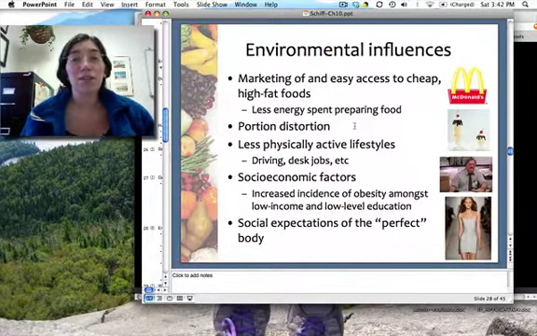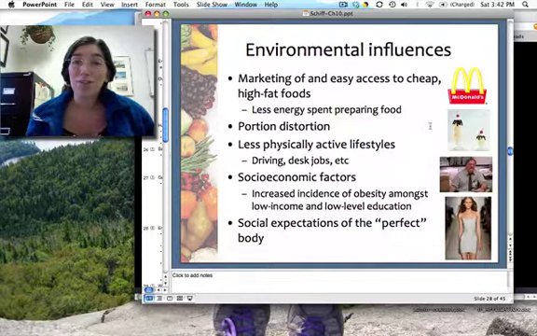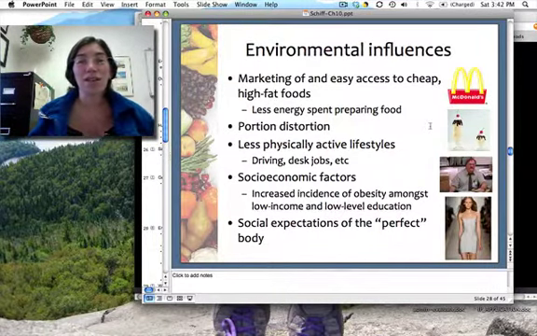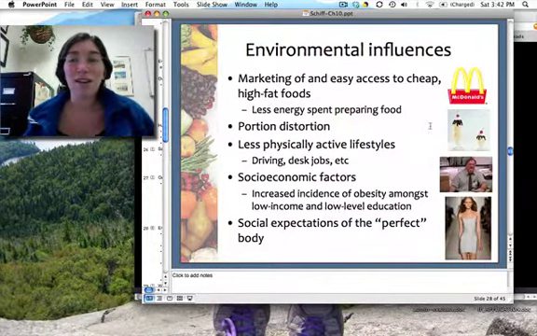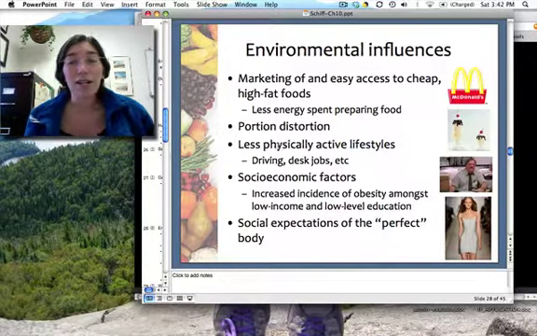Portion distortion is another issue in our current society. That whole thing about how our portions have grown in the last 20, 30 years, from a normal sized portion to a supersized portion, has become sort of the standard. We've lost the concept of what proper portion sizes are, and that leads to overeating.